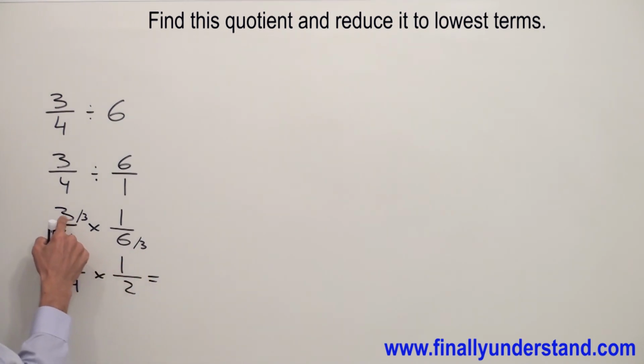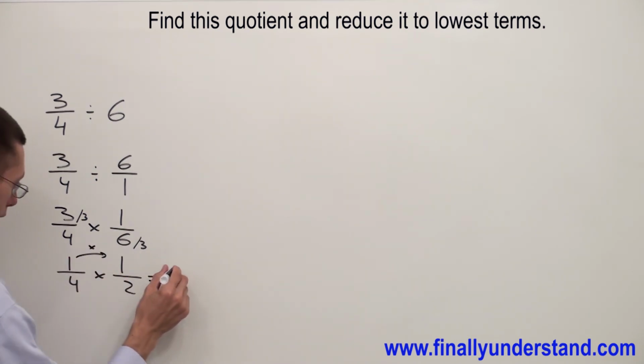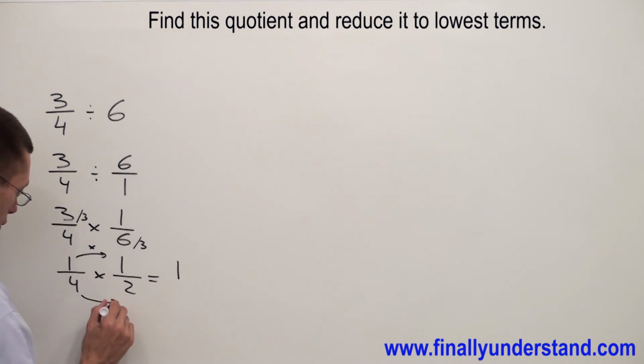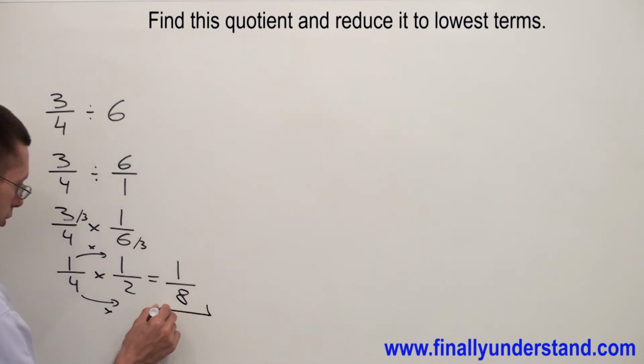If you reduce, okay, now you can perform the multiplication. 1 times 1 is 1. 4 times 2 is 8. And this is the solution to the problem.